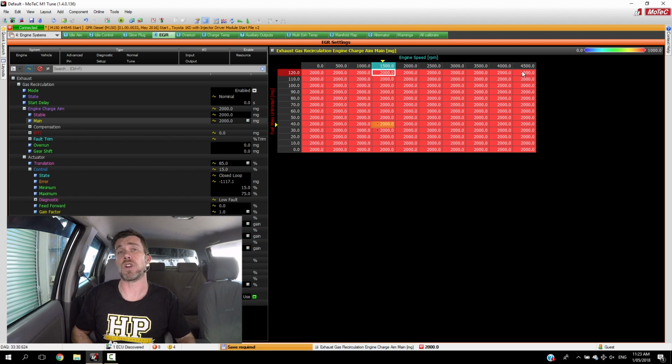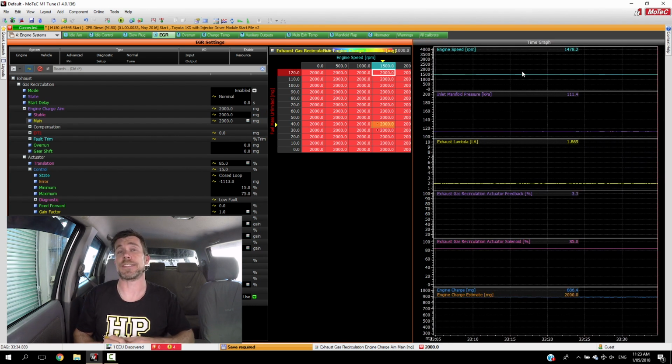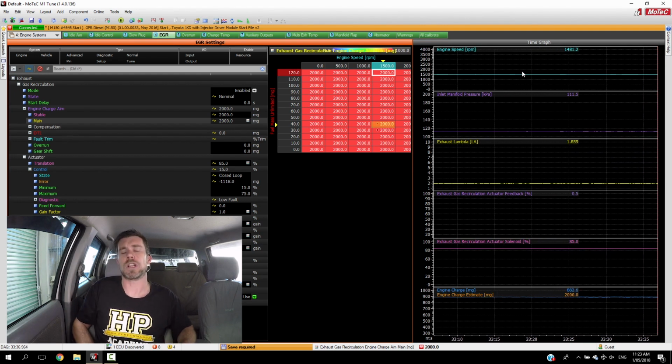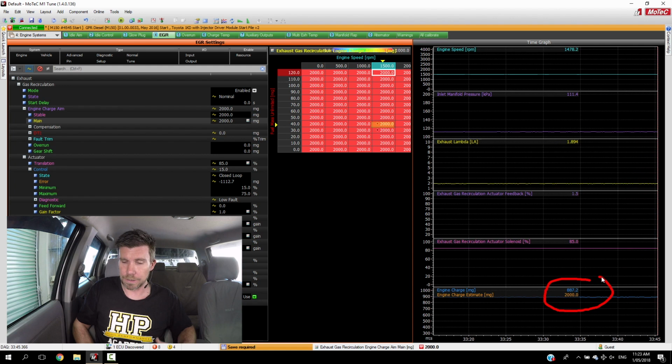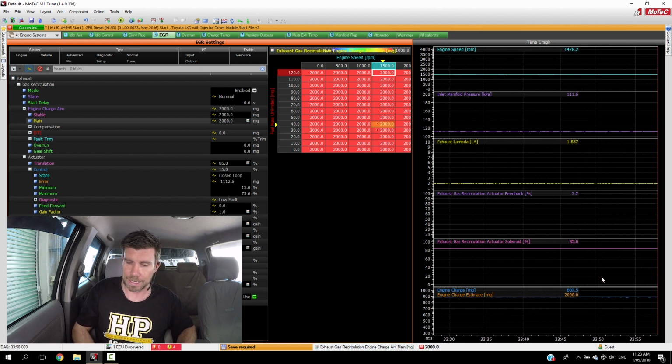At the moment, you can see I've got a value of 2000 milligrams set in this table, and essentially that's disabling the system. We'll have a quick look at our time graph on the right, and we'll see the parameters that are useful or important for us to understand here. At the bottom, we have our current engine charge versus our engine charge estimate. The engine charge estimate is coming from our table that we've just looked at, and the engine charge essentially as a calculated parameter is based on the airflow into the engine.